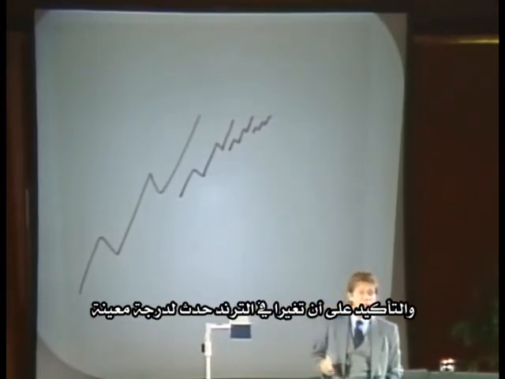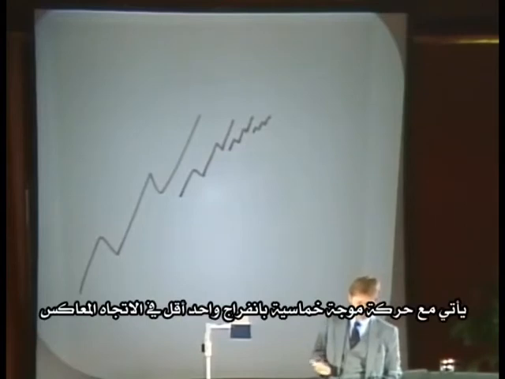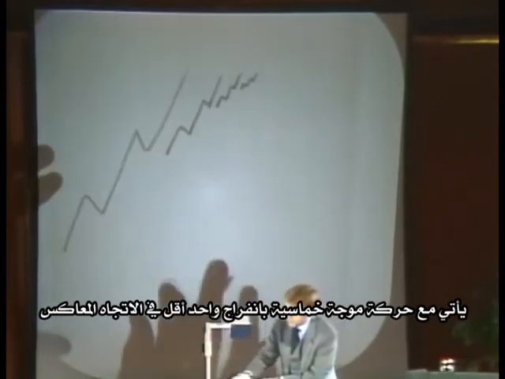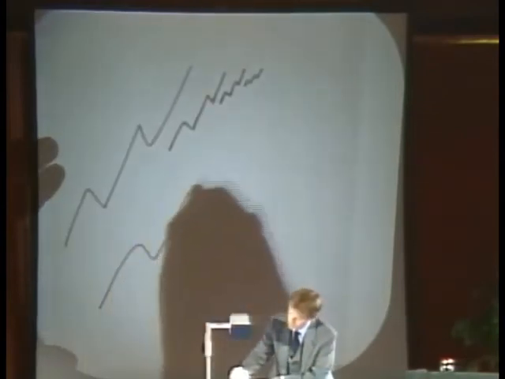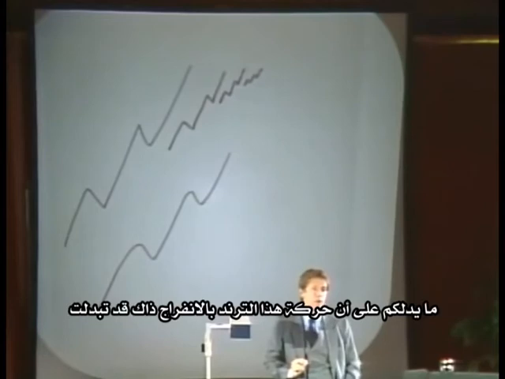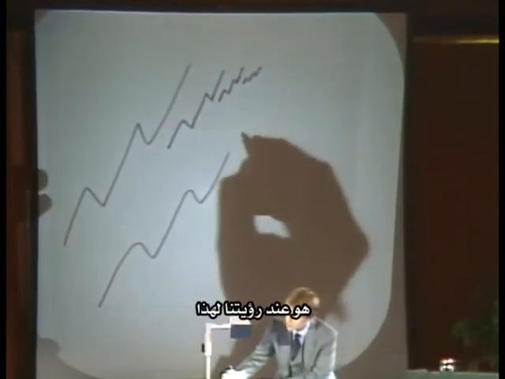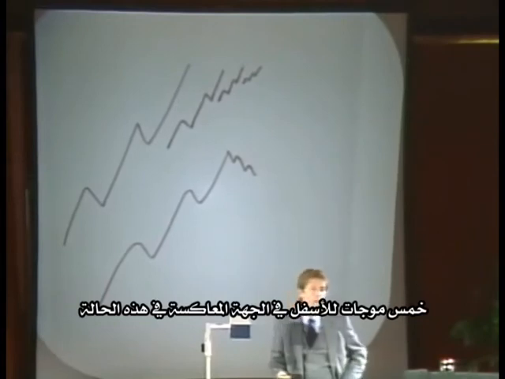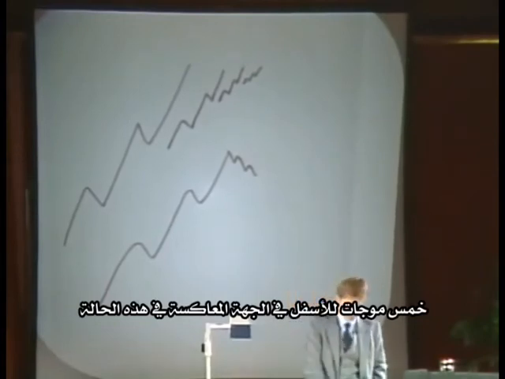Now, confirmation that a trend change has occurred of a certain degree comes with a 5-wave move of one lesser degree in the opposite direction. What signals to you that the trend of this degree has changed is when you see this: 5 waves down, in this case, in the opposite direction.